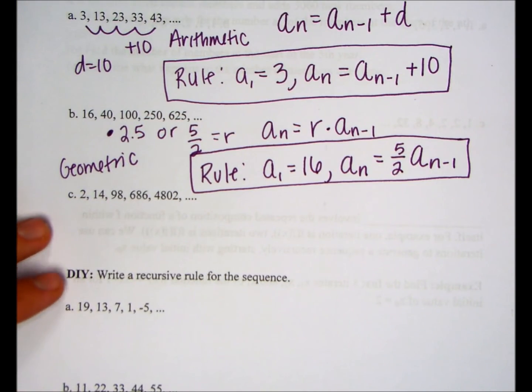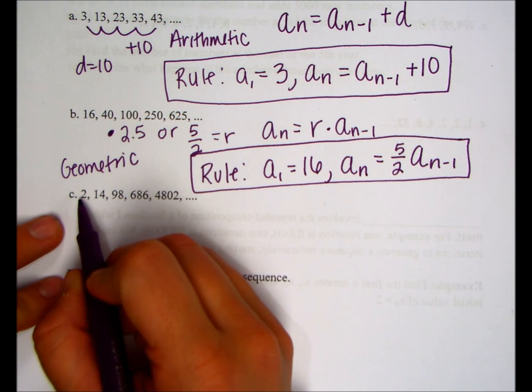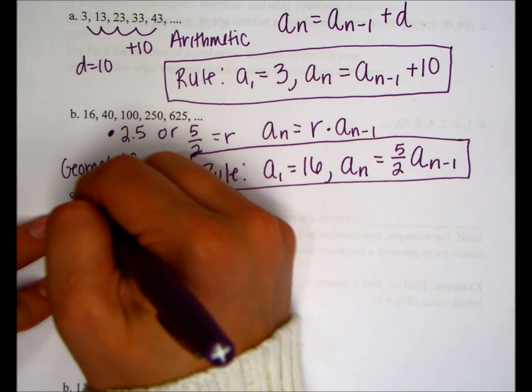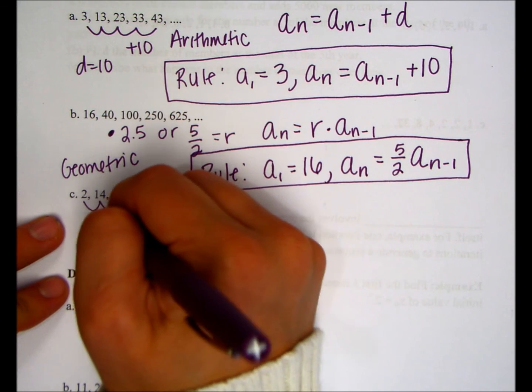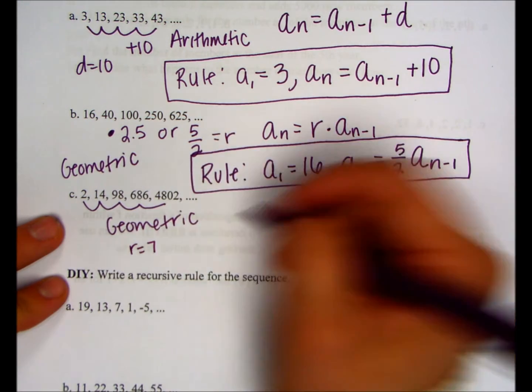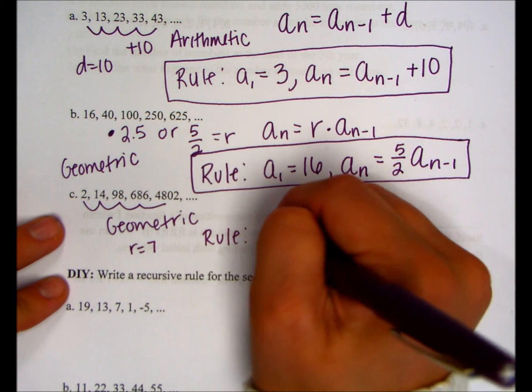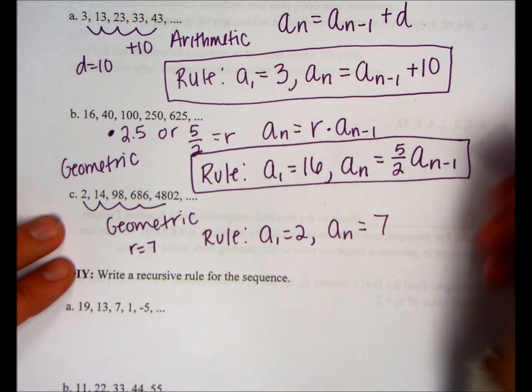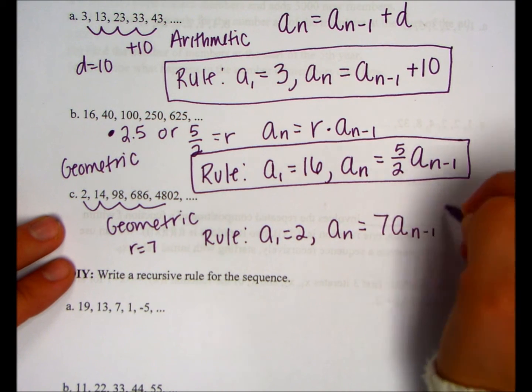All right, last example I'm going to go over with you. If I look here, to go from 2 to 14, 14 to 98, I am multiplying by 7, so I have another geometric. My r value is 7, so when I write my rule, my first term is 2, a sub n equals 7 times a sub n minus 1.